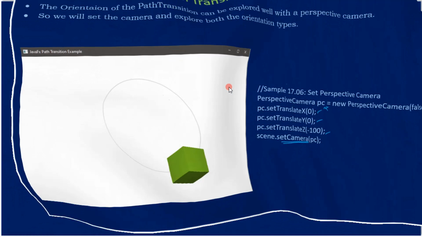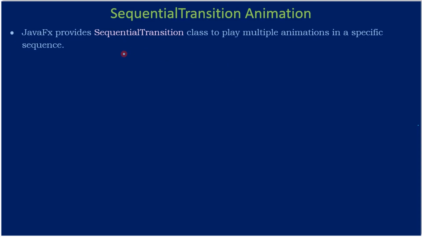In the last video, we talked about path transition. Now we will look into sequential transition. JavaFX provides the SequentialTransition class to play multiple animations. So in the introductory slide, we saw how it is playing multiple animations T1, T2, T3, or say A1, A2, A3, in a specific sequence.